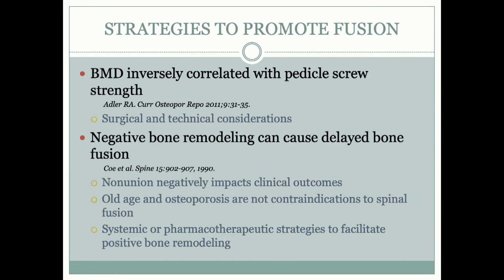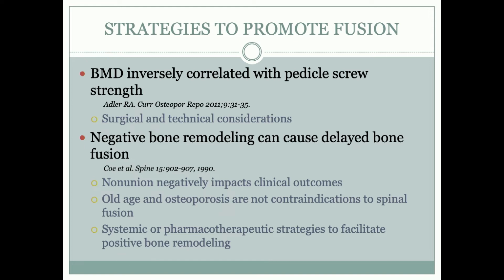So strategies to promote fusion. We know that BMD is inversely correlated with pedicle screw strength, and some authors argue that this is probably the most important consideration in terms of pull-out strength. Negative bone remodeling can cause delayed bone fusion, and non-unions negatively impact our clinical outcomes, but old age and osteoporosis are not necessarily contraindications to spinal fusion.